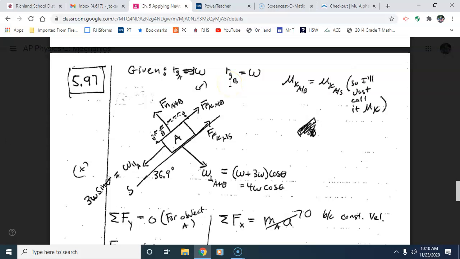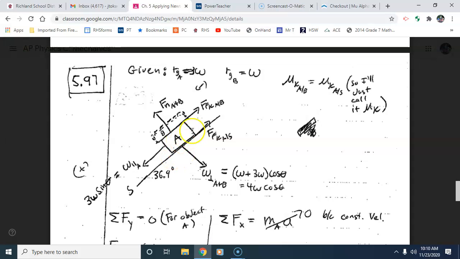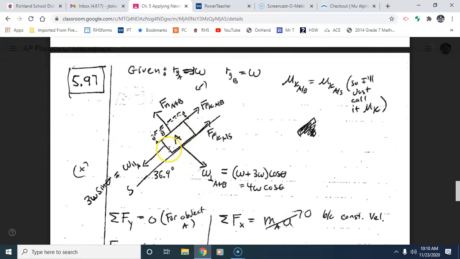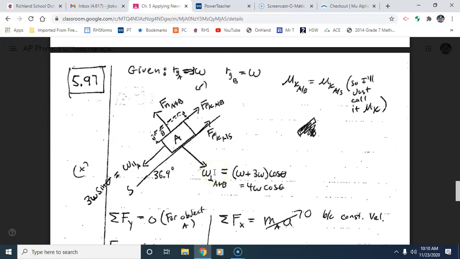So in part A, it simply wants us to draw a diagram of all the forces acting on block A, and only on block A. So if it's sliding this way, remember what's trying to pull it down the hill, as always, is the X, or in other words, the parallel component of the weight. And in this direction, we have the perpendicular component of the weight, which has to balance out with the normal force.